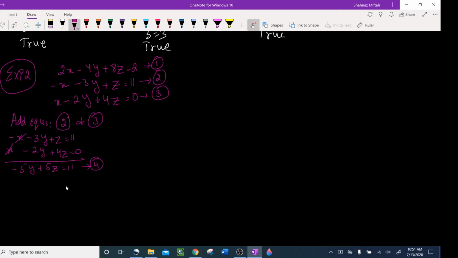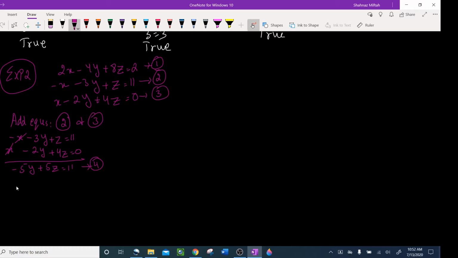Okay. Now we're going to pick another pair of equations, and then we're going to eliminate the same variable, which up here we eliminated x. I want to eliminate x again. Now we already picked 2 and 3, so let's pick 1 and 2. And if you check, x can't be eliminated unless I multiply the second equation, both sides of the equation, of course, by 2. Then if I multiply this by 2, I'm going to get negative 2x, negative 6y, and plus 2z equal 22, right? So let's do that.